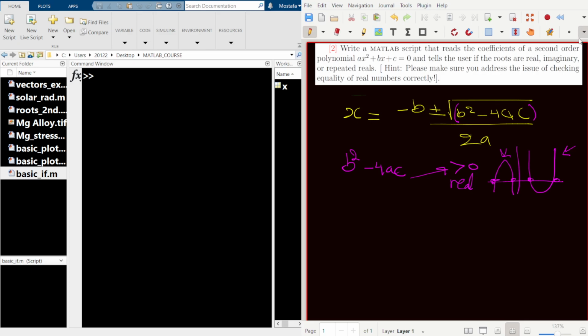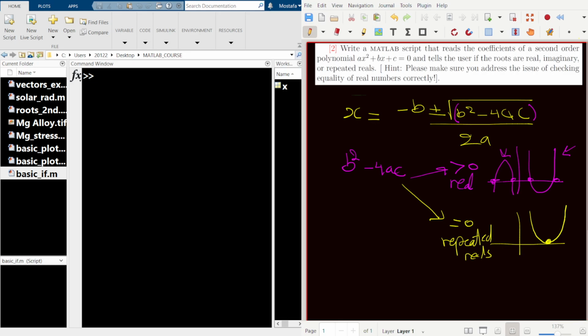The other alternative is that b squared minus 4ac equals 0. In that case, we have a second order polynomial that's barely touching the x-axis in one point. And this is the case of repeated reals. A classic example for this, let's say, x minus 1 squared equals 0.